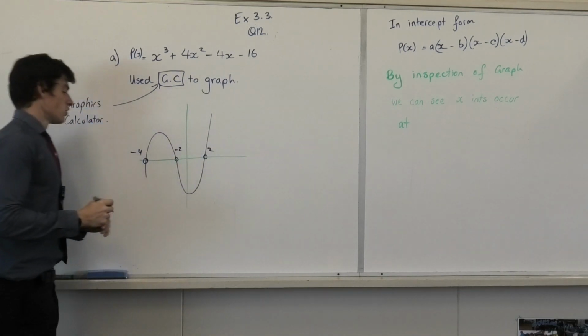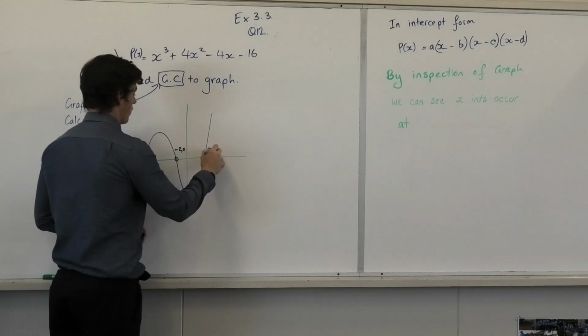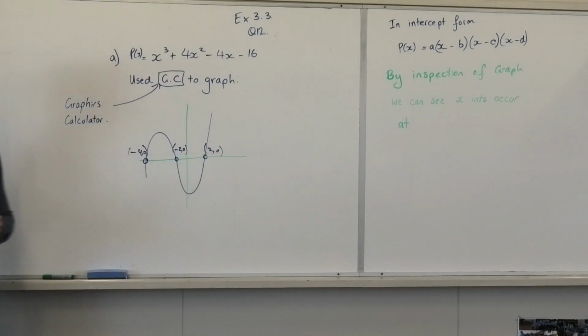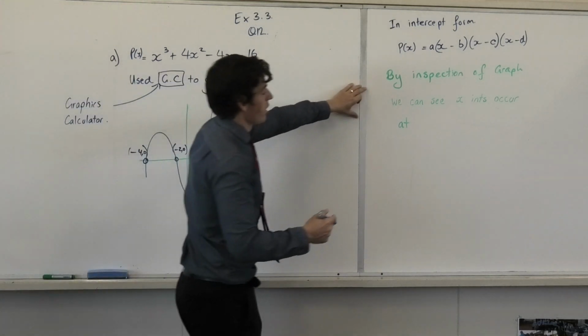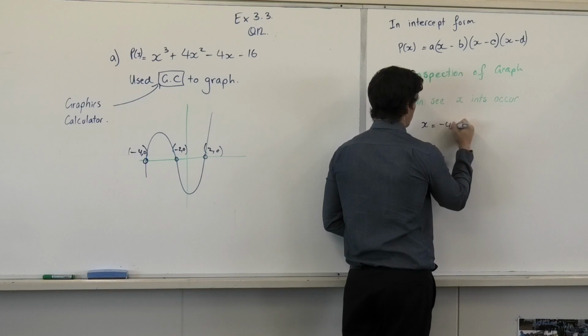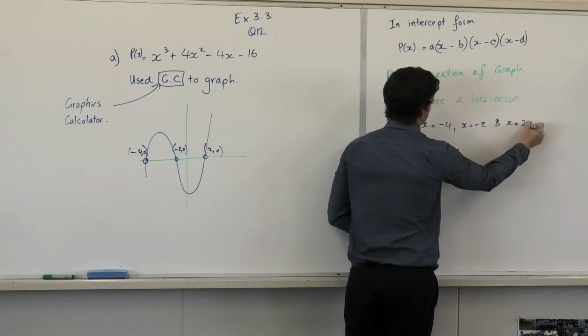Okay. So I'm not going to write the y coordinates, but you know that's 0. I will write them. Okay. So they're my intercepts there, correct? Now I need some other point. I'll deal with that later. By inspection, I can see that we have x-intercepts at x equals negative 4, x equals negative 2, and x equals 2.